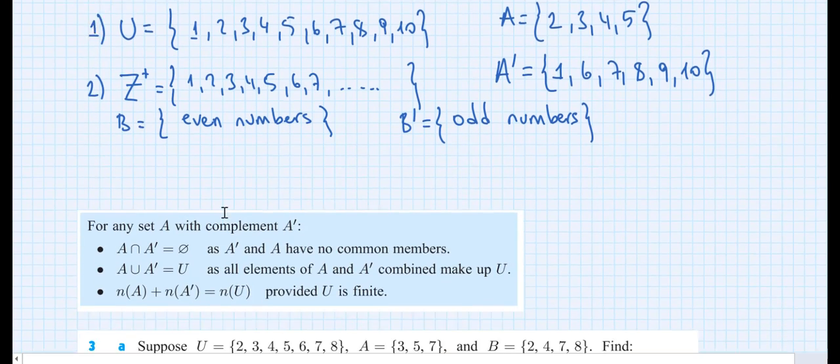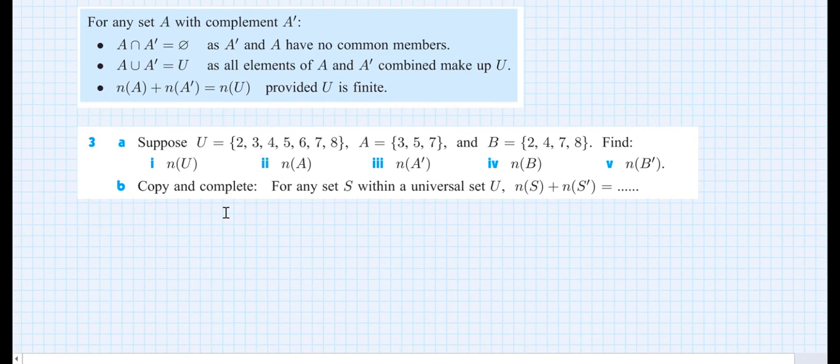And some conclusions, and one example let's solve. The intersection of your set and its complement is always the empty set because they have nothing in common. Their union will always give you the universal set, which makes sense. And the addition of the number of elements in your set and in your complement should always give you the number of elements in your universal set. For example, let's see one example from your book.